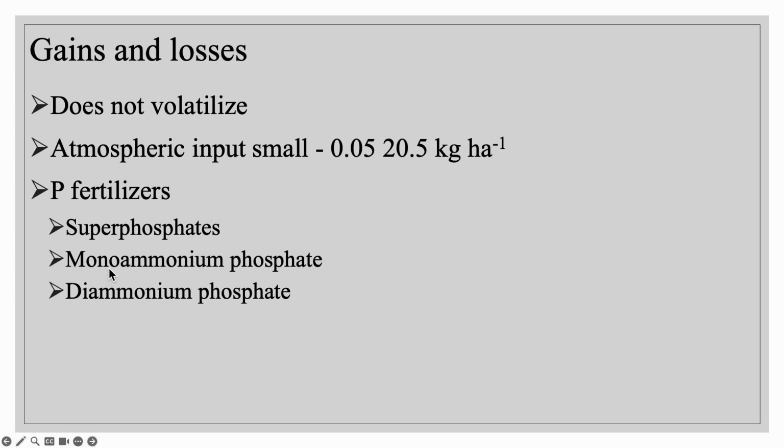If you remember from module 3.1, we have our superphosphates, we have MAP, monoammonium phosphate, and diammonium phosphate. These are going to be the primary phosphorus fertilizers, and having an understanding of how those actually break down in the soil to become available to the plant are going to help us manage some of these losses.